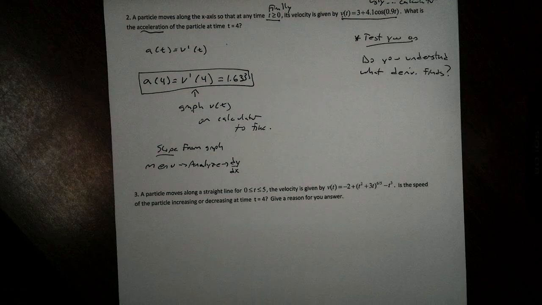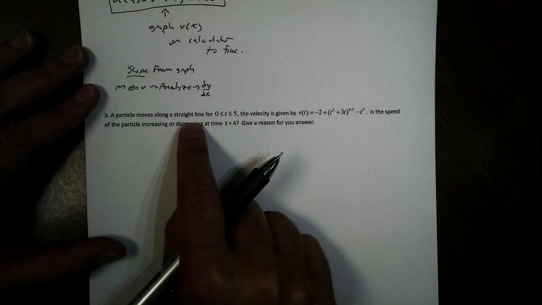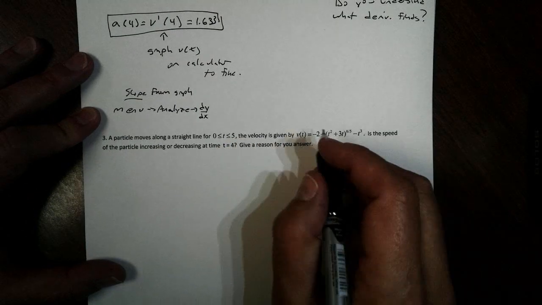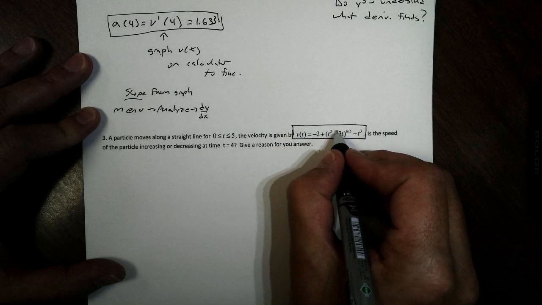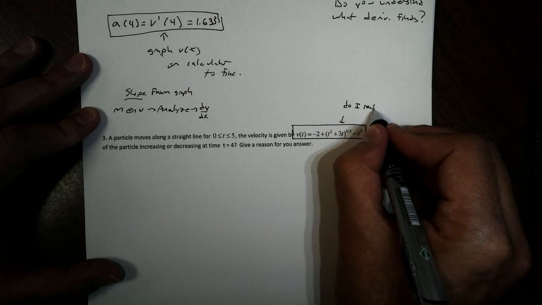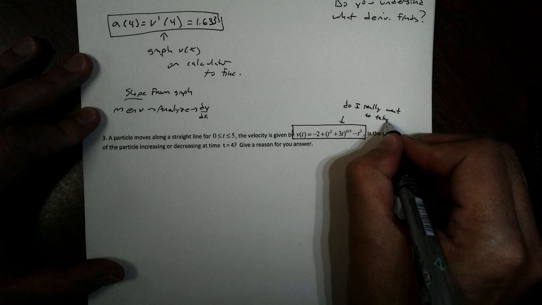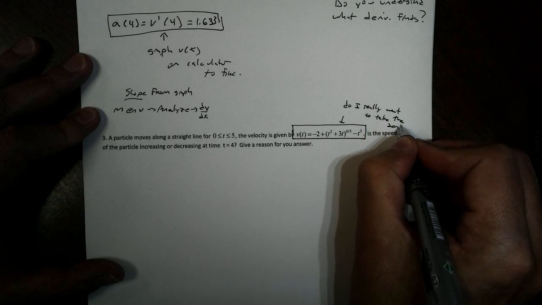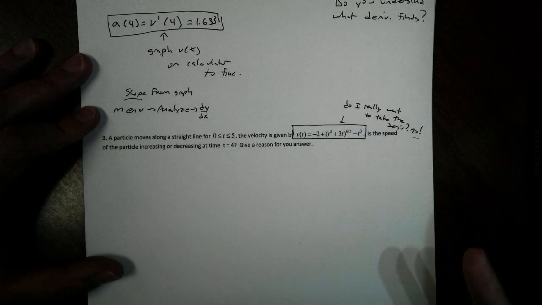All right. Last question. Another question right here. This is a great one. Ready? A particle moves on a straight line. Its velocity is given by this. Again, how can I tell that this is a calculator question? Do I really want to take this derivative? This is what I ask myself. And if the answer is no, it's a calculator question. See, it's easy.